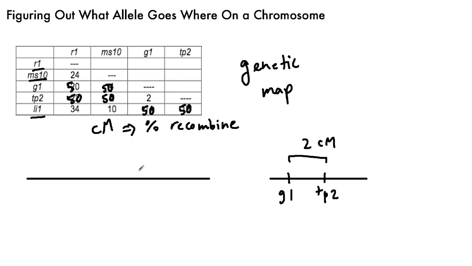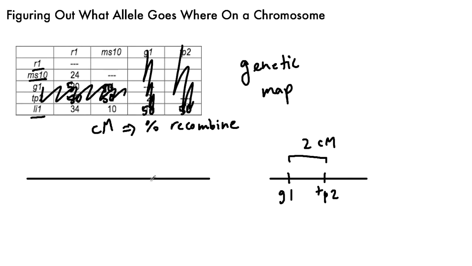Awesome. So now that we've figured all that out, we can basically just ignore this, that, and that. And now we're left with this information. Because none of these numbers are 50, they're all on the same chromosome. And you'll notice that these two numbers add up to 34. So that must mean that MS10 must be in between R1 and LN1.